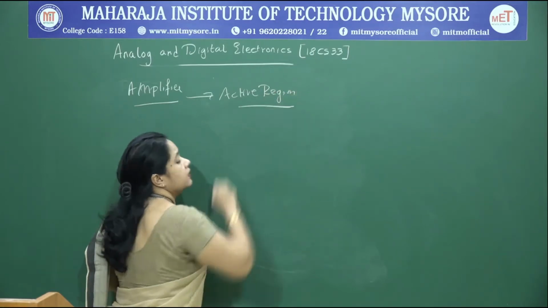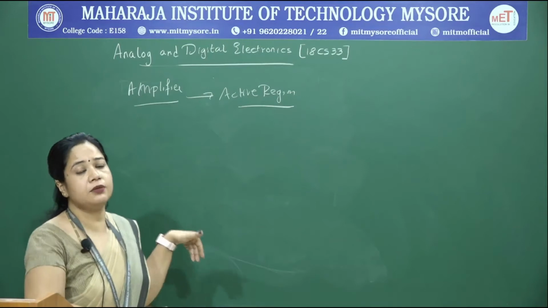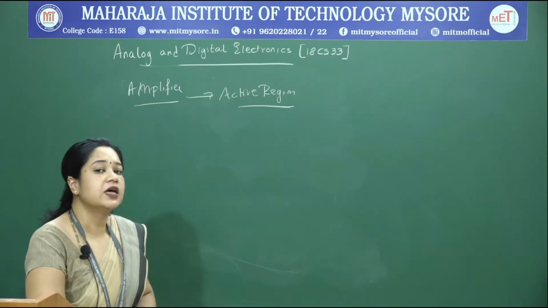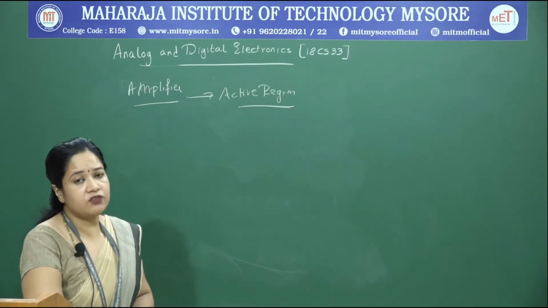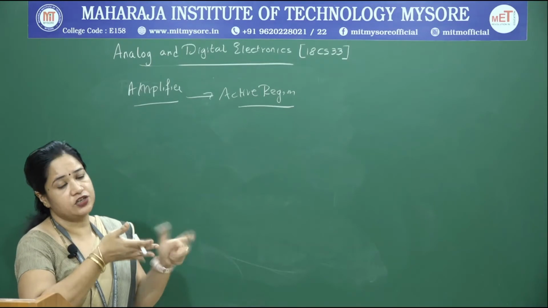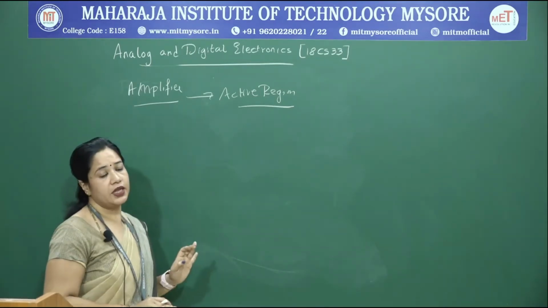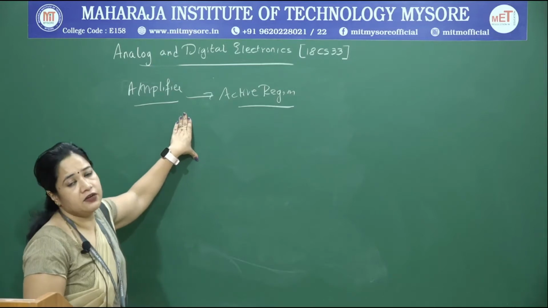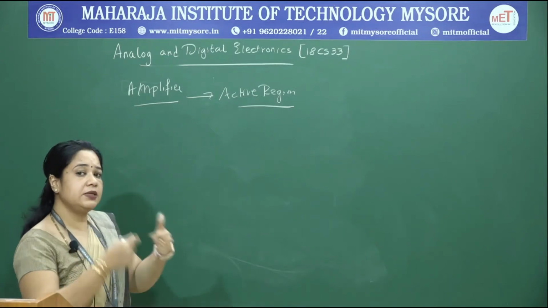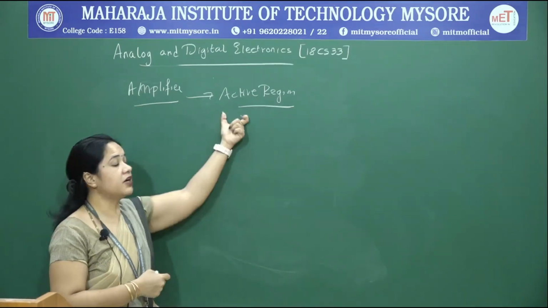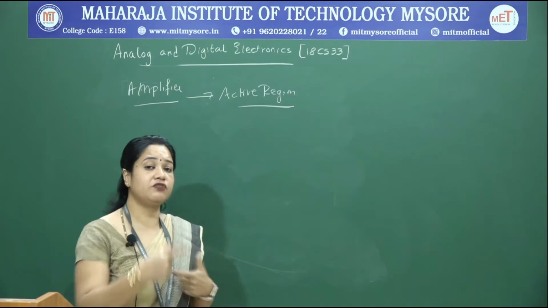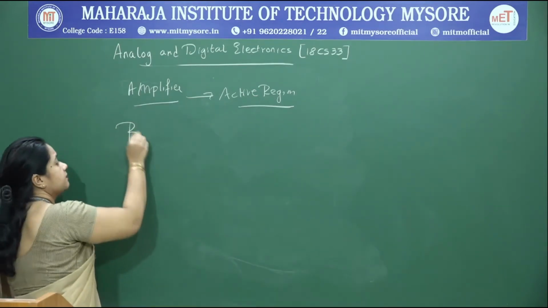So, when do I say it is in the active region? If the input junction is forward biased and the output junction is reverse biased, we call it the active region. For your amplifier to provide faithful amplification, you should see to it that the transistor is operating in the active region. To keep the transistor in the active region, we should meet certain conditions. Applying the DC biasing voltage to keep your transistor in the active region so as to enable faithful amplification is called biasing.